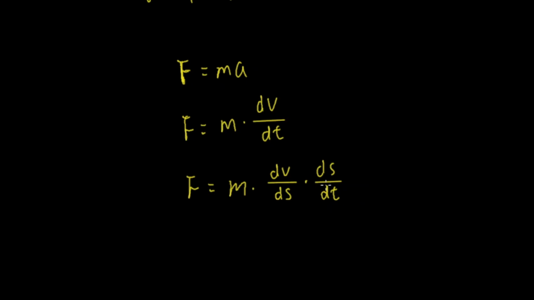As you can see, ds and ds cancel out, and all you have left is just dv over dt, right? So it's the same as before, nothing changed. But you know that change in displacement over change in time is velocity. So we can write this as force equals mass times velocity times dv over ds.